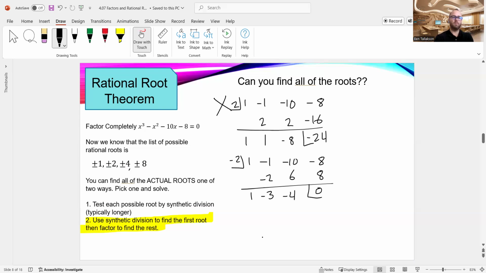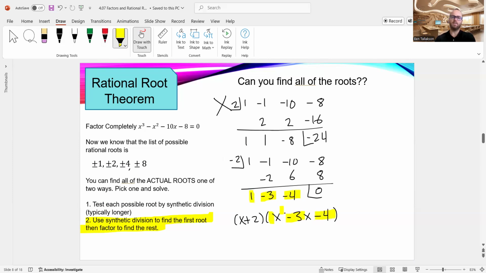So now that we found the remainder of 0, that's one thing, but it's another thing to look at it and know how to write out what you found. Can you do that? Well, if negative 2 is a root, then that means x plus 2 was a factor. Do you know what the other factor is? Well, just like before, we have 1x squared, negative 3x, and minus 4. Remember, that comes from here, here, and here.